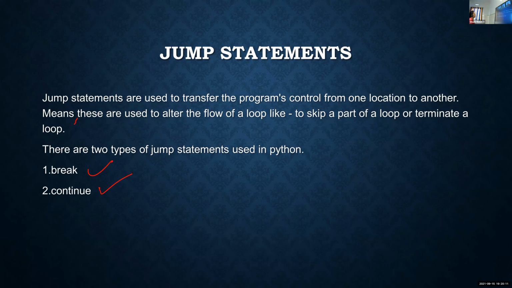So jump statements are used to transfer the program's control from one location to another. It means that these are used to alter the flow of a loop, like to skip a part of the loop or terminate a loop. There are mainly two types of jump statements. The first one is break, the second one is continue.